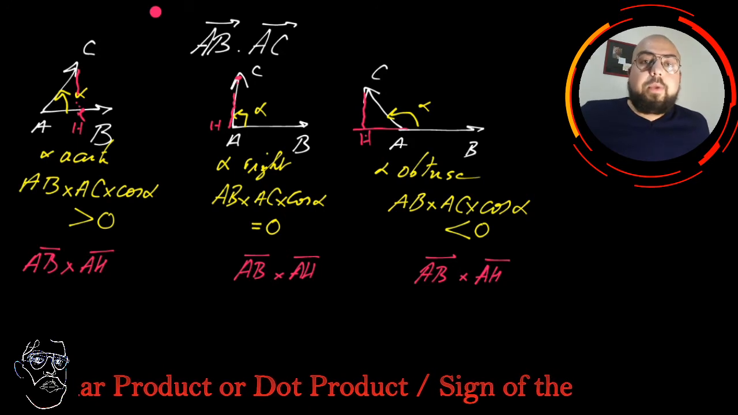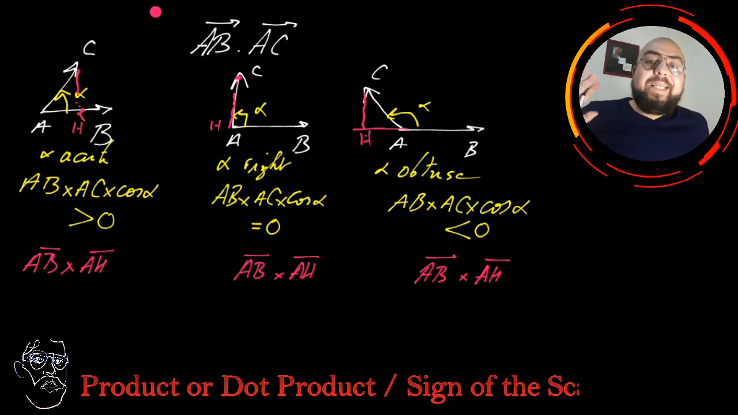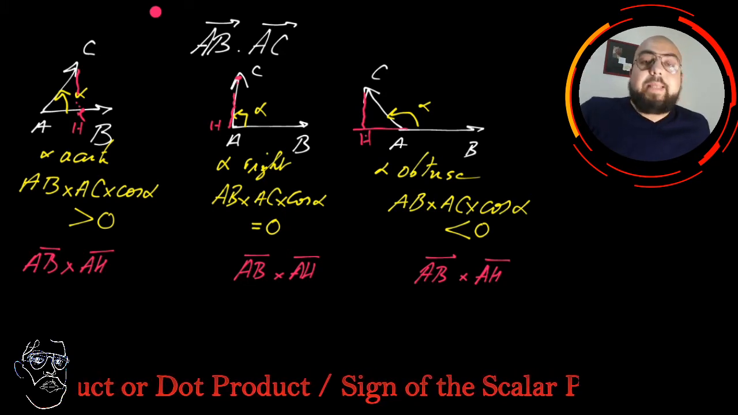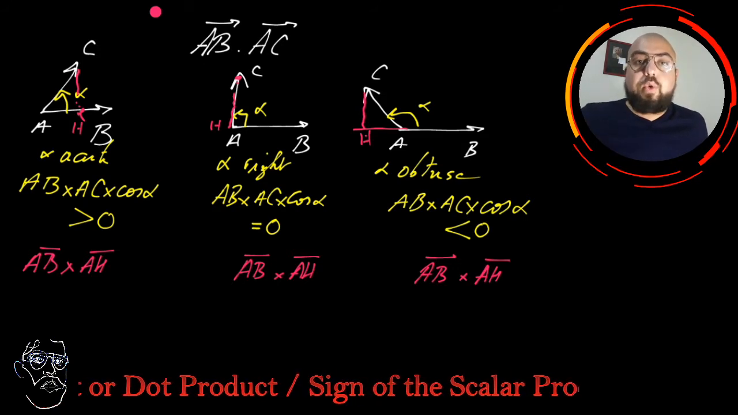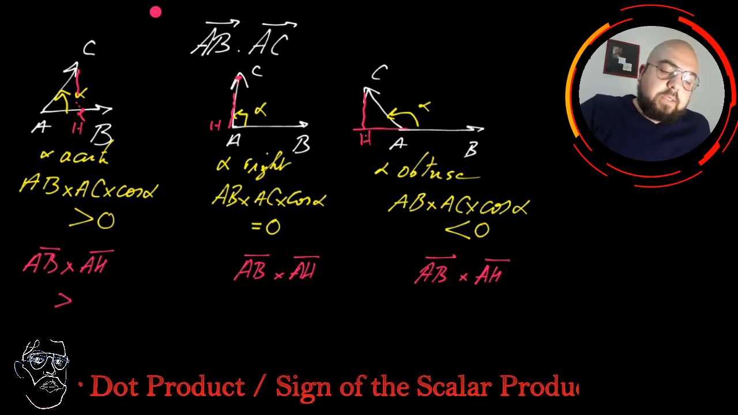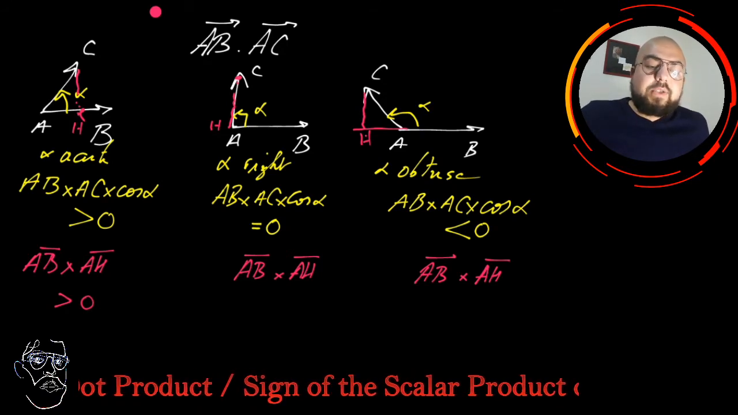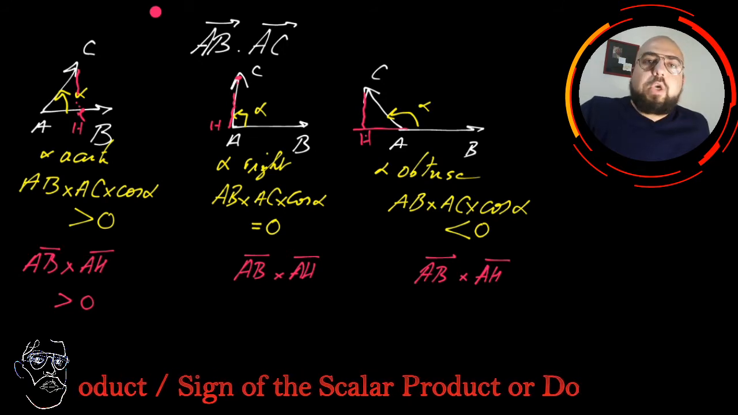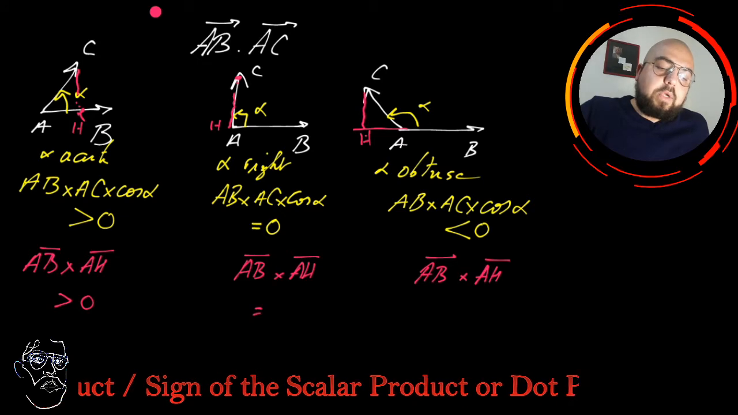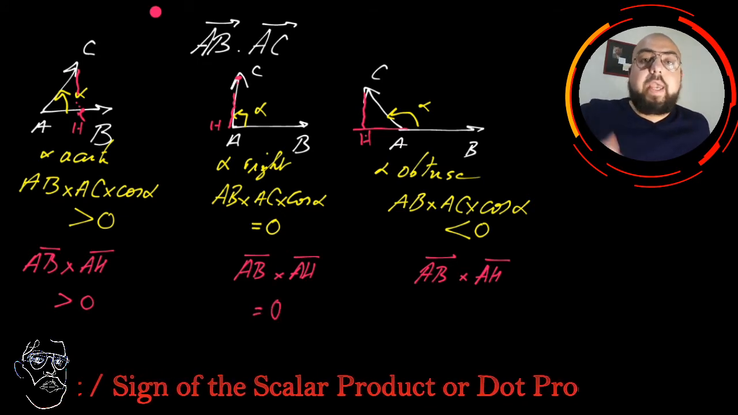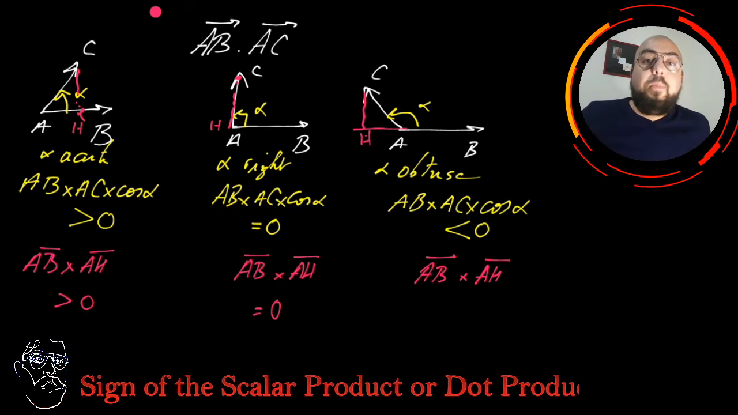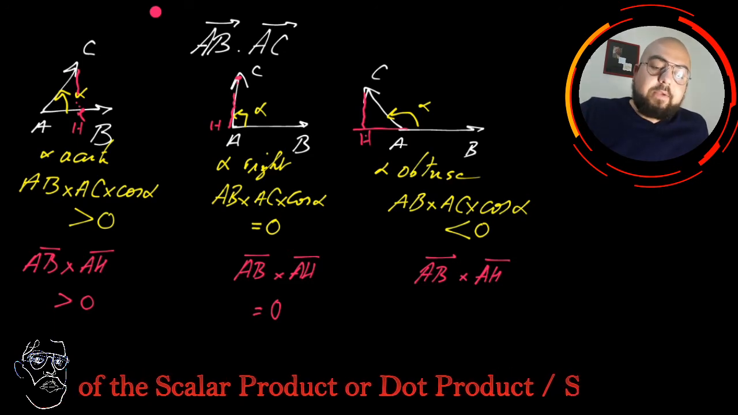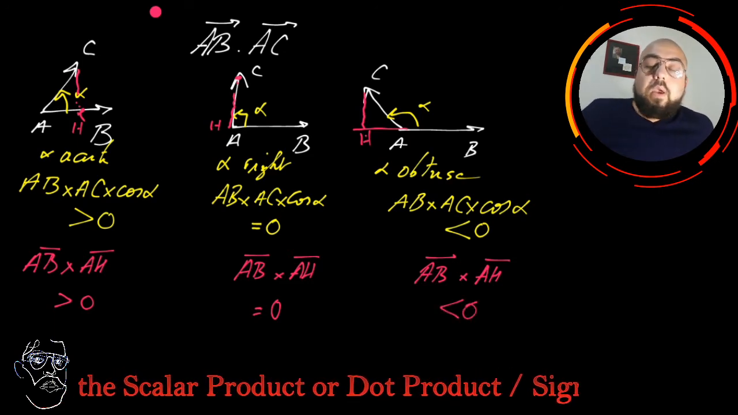Whenever we're talking about algebraic measure, it's very important to check the orientation or the direction of these two segments. In the first case, AB and AH have the same orientation, both of them are towards the right, so this will be positive. In the second case, A and H are coincident, so AH is equal to 0, so this product will be equal to 0. And in the third case, you have AB towards the right and AH towards the left. Both of them have different orientations, so the scalar product will be negative in this case.